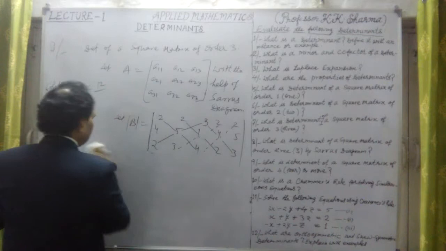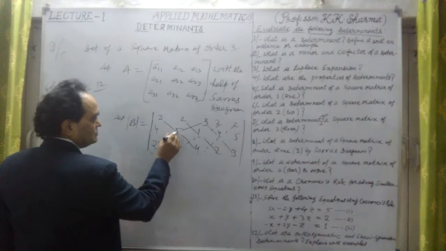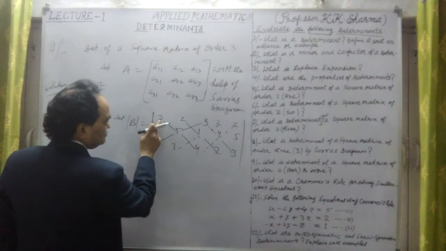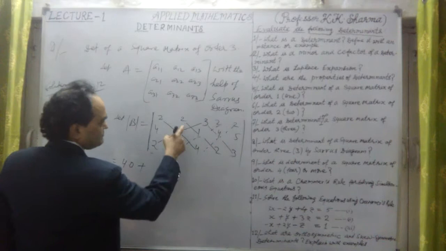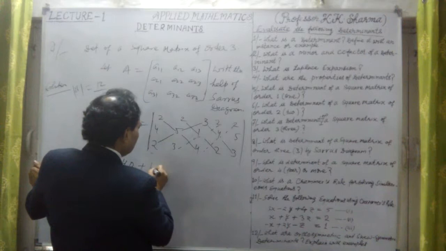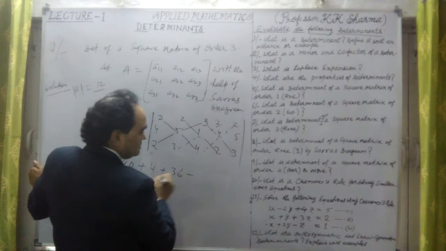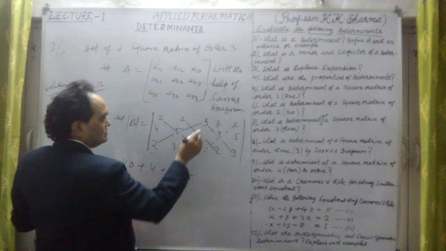We write here 2, 5, 10. This is the main diagonal. Sorry, first we write these diagonal values. We have 2 times 5, 10. 10 times 4 is 40. 40 plus 2 times 2 is 4, 4 plus 4, 3 times 4 is 12, 12 times 3 is 36. Then minus sign. Now the minus sign is this. I have to get 10, 10 times 3 is 30. Minus 30.